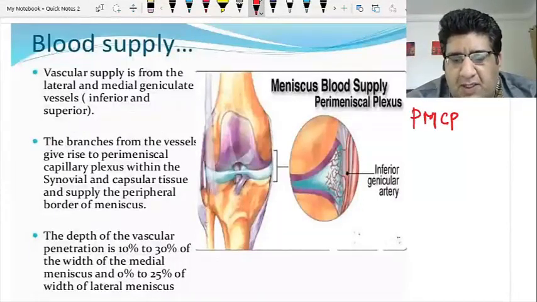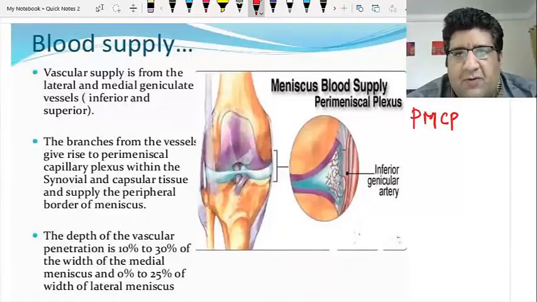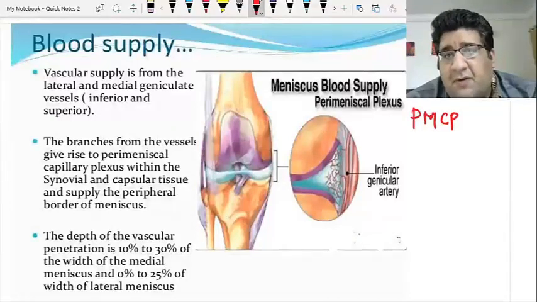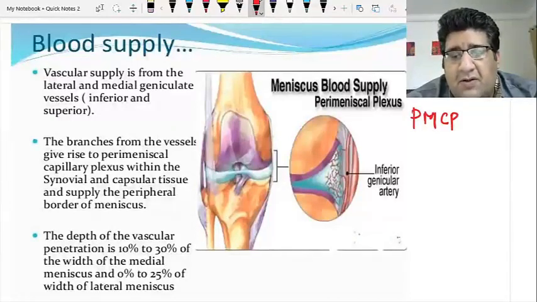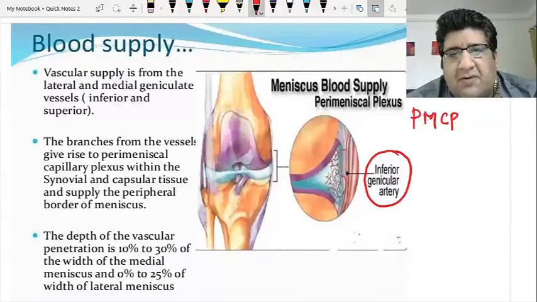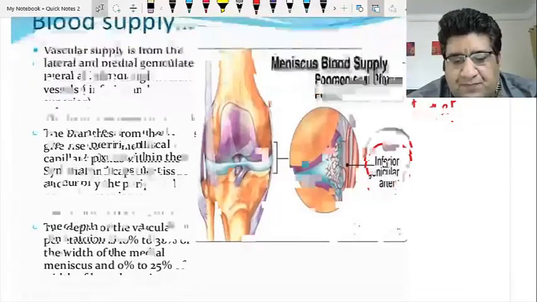Now the perimeniscal capillary plexus, which is formed by the medial and lateral geniculate arteries, enters inside the menisci from the synovium. They enter inside the meniscus, and the vascularity enters from the peripheral part. You have to understand that. The diagram here is very evident of this particular thing. I'm sure you can appreciate that vascularity is entering from the peripheral, outer part. The PMCP is entering from the outer part, making the outer one-third a vascular area, or what you call a red zone.